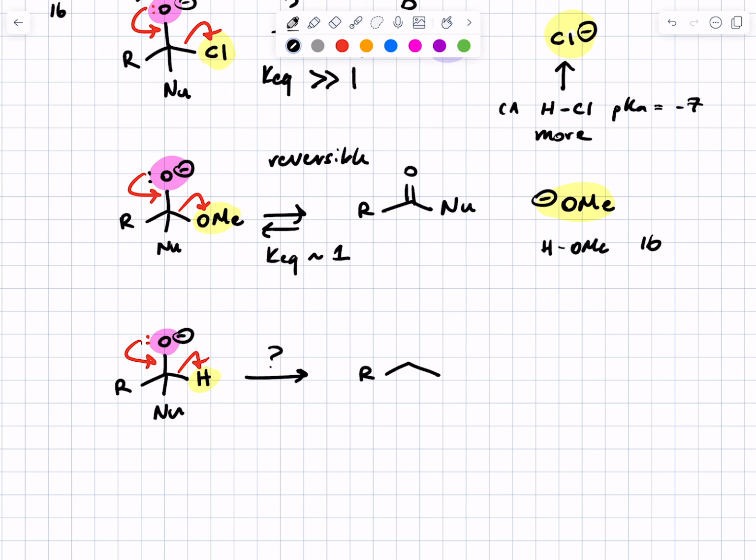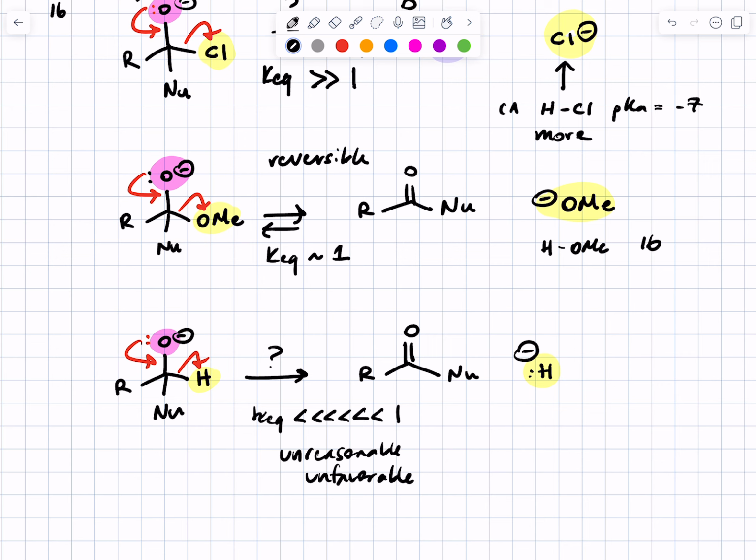And the answer is no, never, worlds without end. H minus is a terrible, horrible, no good leaving group. So you would predict that this equilibrium constant would be way, I need 1 billion arrows, less than 1. Unreasonable, unfavorable. And the reason for that is H minus is a terrible leaving group relative to negatively charged oxygen.